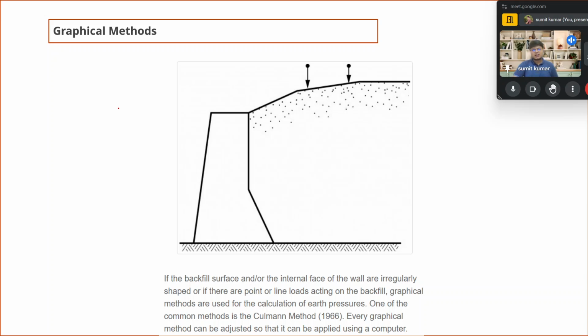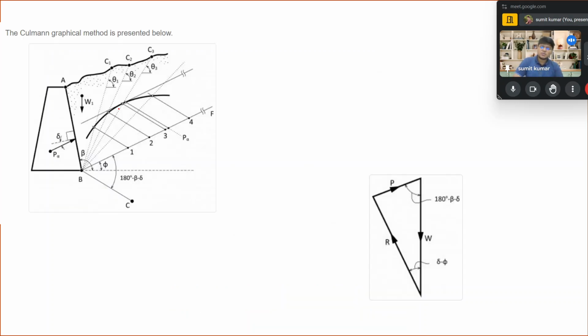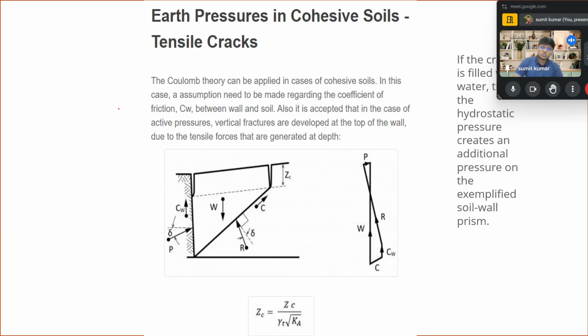When we talk about the graphical method, if a backfill surface or the internal face of the wall is irregular in shape, or if there are point or line loads acting on the backfill, the graphical method is used for the calculation of earth pressure. One common method is the Culmann method, a graphical method that can be adjusted so that it can be applied using computer programming. The Culmann graphical method presentation is also shown over here.